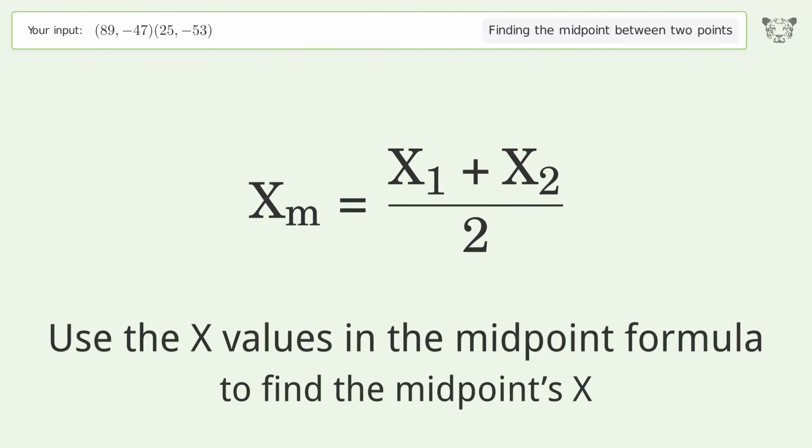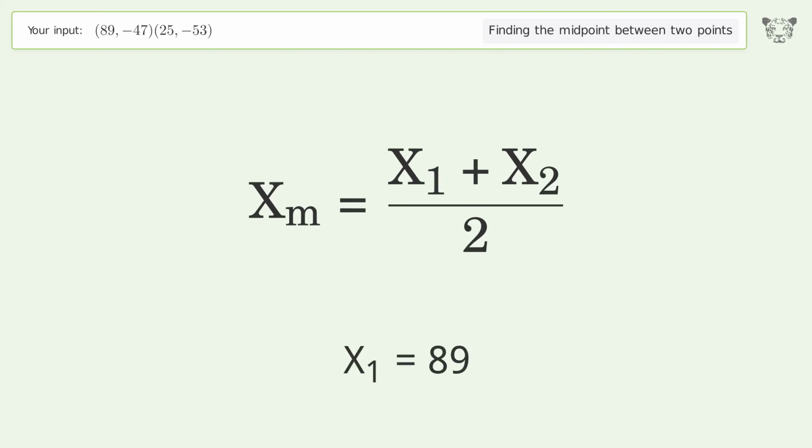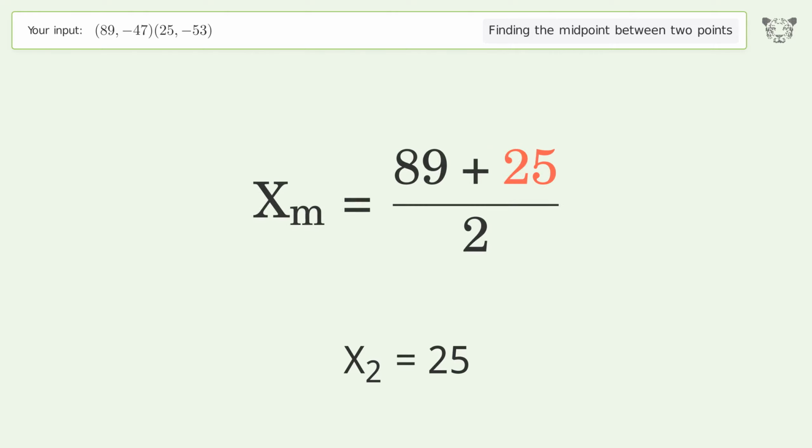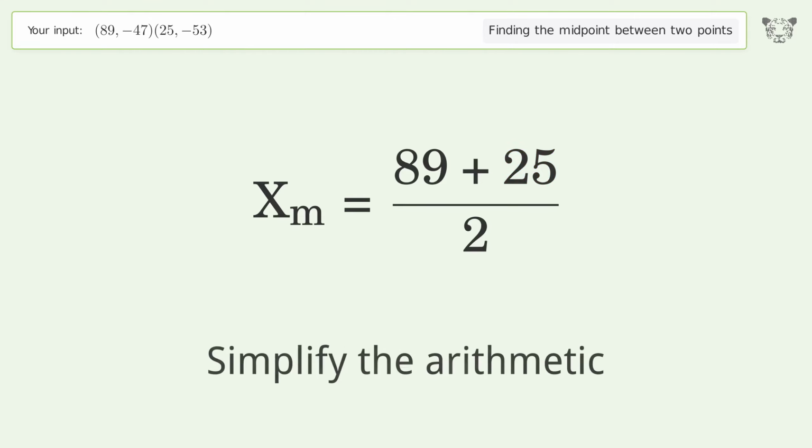Use the x values in the midpoint formula to find the midpoint's x. x1 equals 89. x2 equals 25. Simplify the arithmetic.